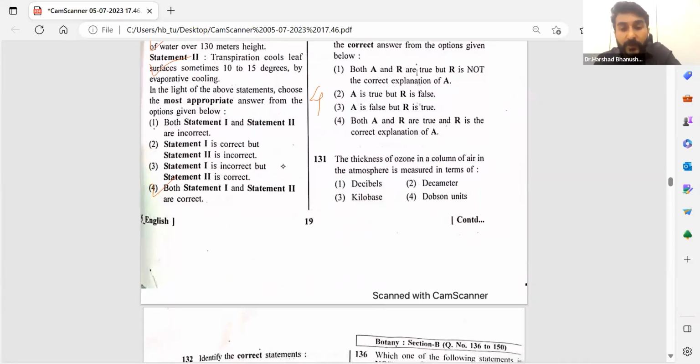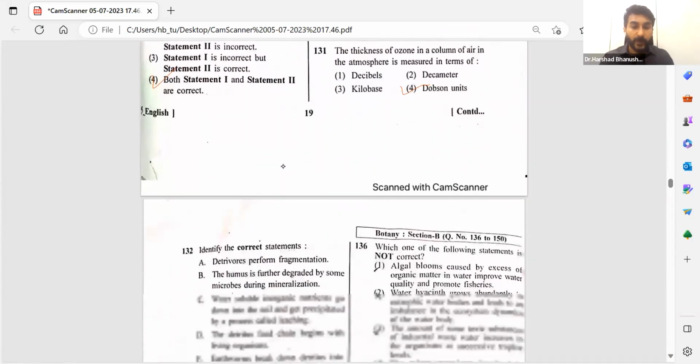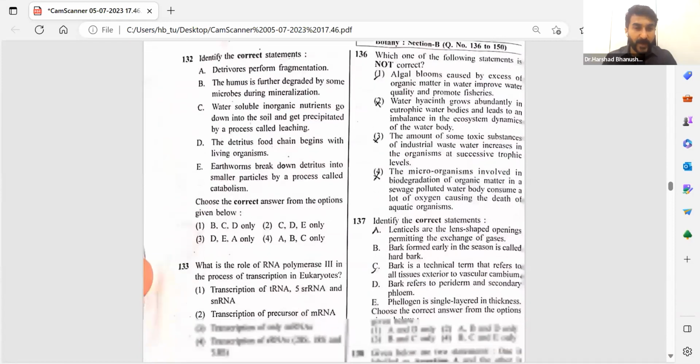The thickness of the ozone, we have a pretty straightforward question, is measured in Dobson units. So the answer would be option number four. We go on to the next page now.